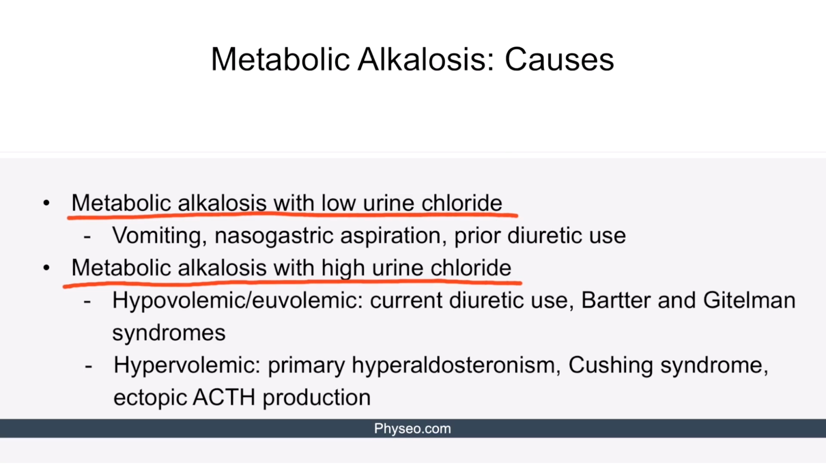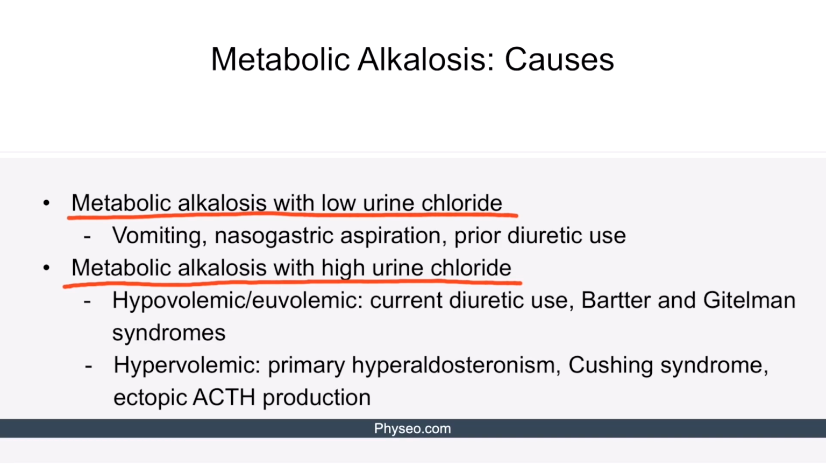Finally, hypervolemic causes of metabolic alkalosis with high urine chloride include primary hyperaldosteronism, Cushing syndrome, and ectopic ACTH production. Hypervolemia inhibits chloride reabsorption in the distal nephron due to a mechanism that is beyond the scope of USMLE Step 2 CK. Primary hyperaldosteronism results in aldosterone-induced secretion of hydrogen ions and production of bicarbonate. Hypercortisolism, that is Cushing syndrome, results in a syndrome of apparent mineralocorticoid excess. This is when cortisol activates aldosterone receptors in the collecting tubule and causes metabolic alkalosis with the mechanism that we have already discussed.